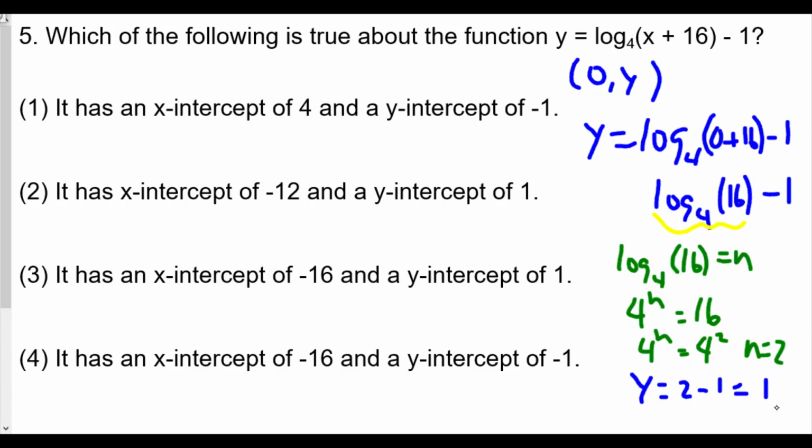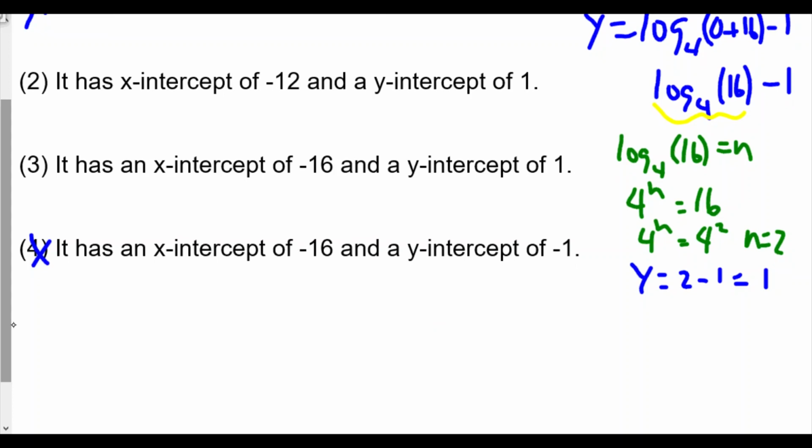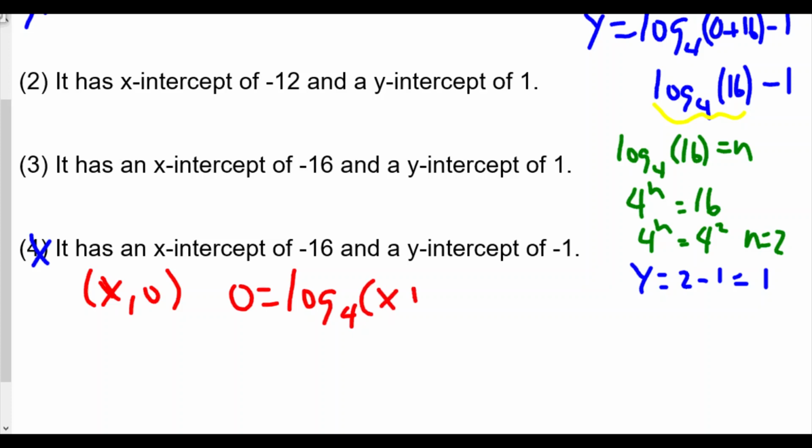This means it cannot be choice 1, and cannot be choice 5. Well, now let's take a look at the x-intercept. Again, we're looking for the value of x when y equals 0. So 0 is equal to log base 4 of x plus 16 minus 1.